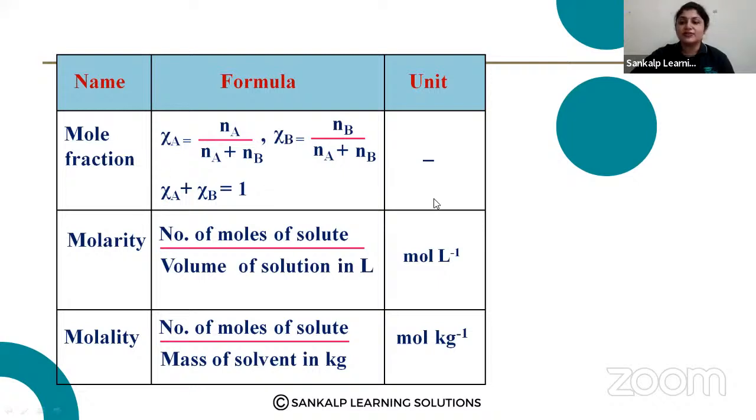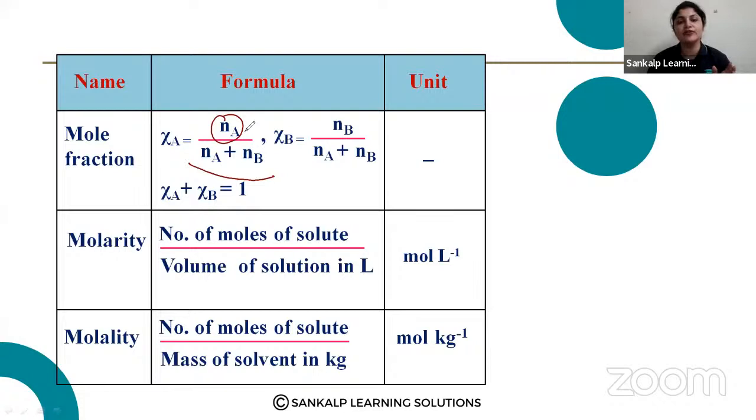Next is mole fraction. Very important, mole fraction. So what is mole fraction? It is defined as the ratio of the number of moles of one component to the total number of moles of all the components present in the solution. So it is a ratio of one component to the total number of components present in the solution. If there are components A and B, how do you find the mole fraction? You have to find the moles of component A divided by the total moles of components present in the solution.